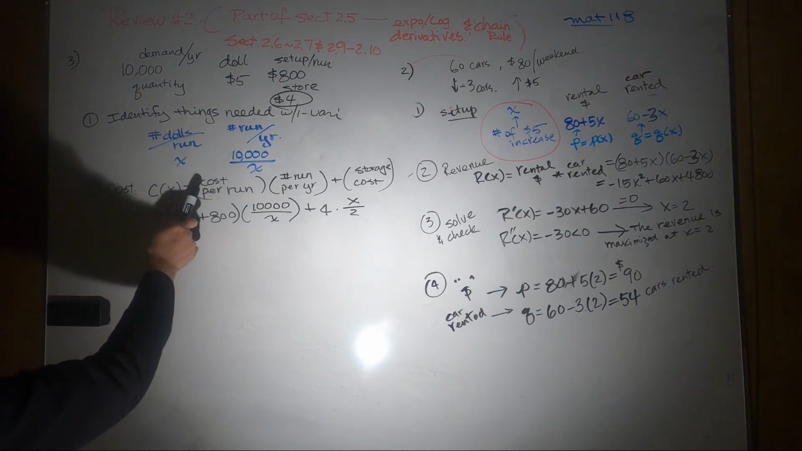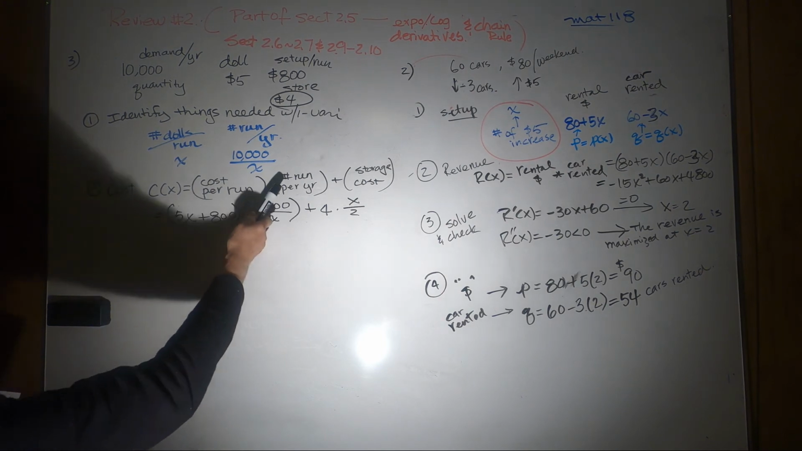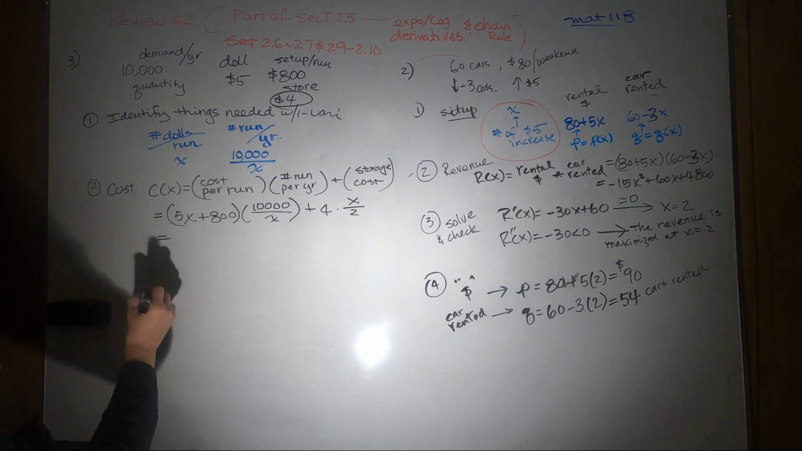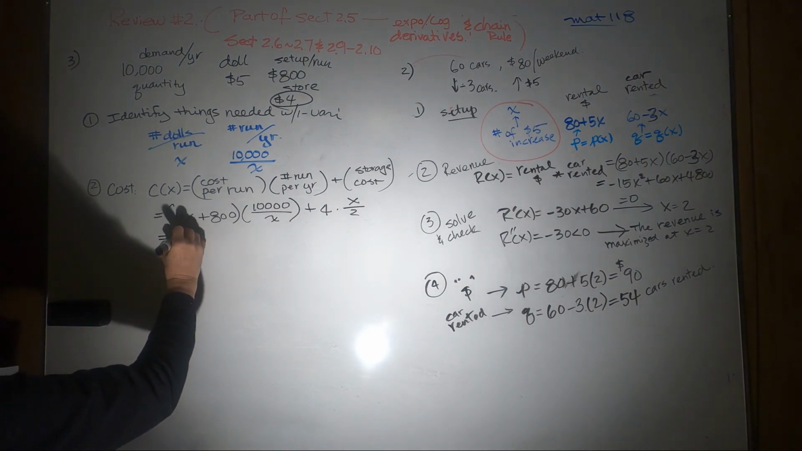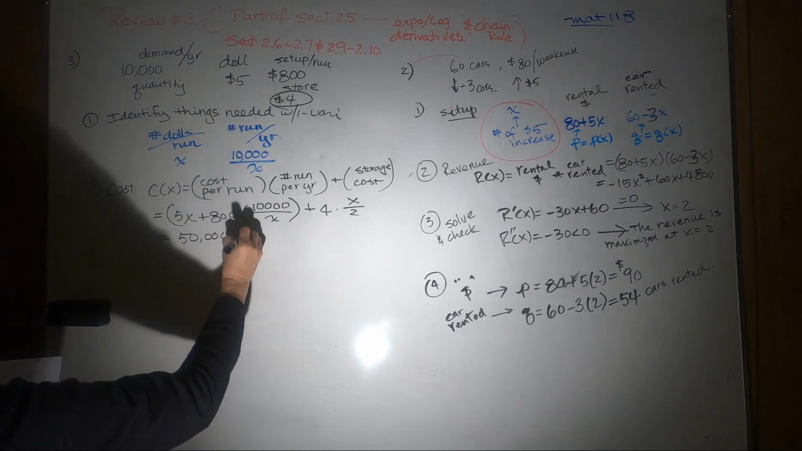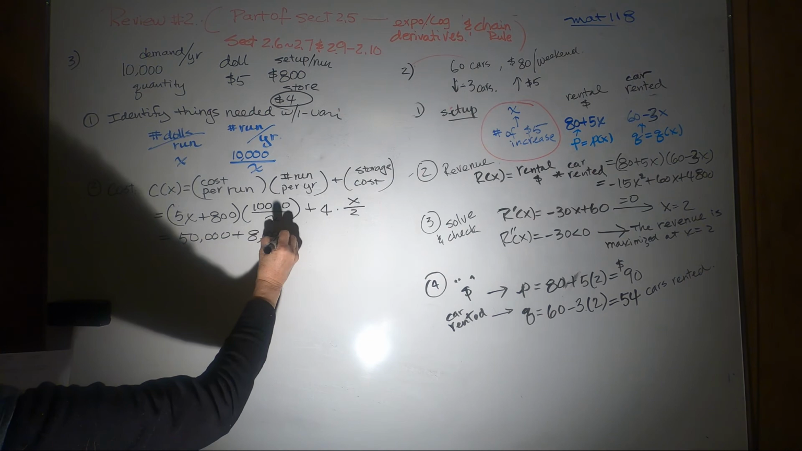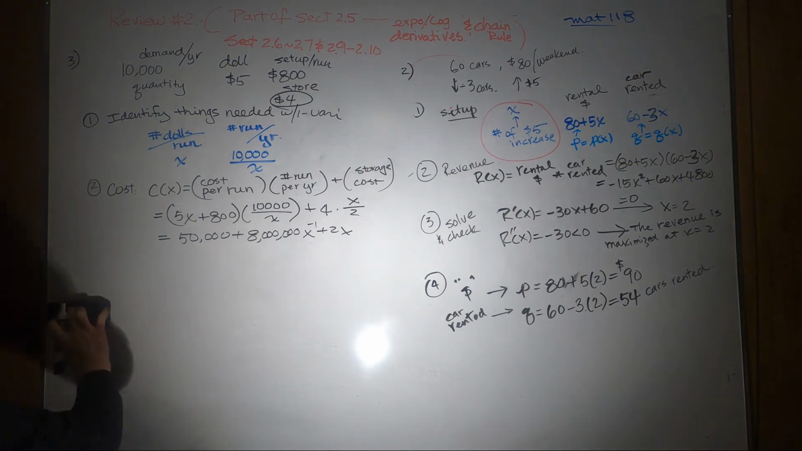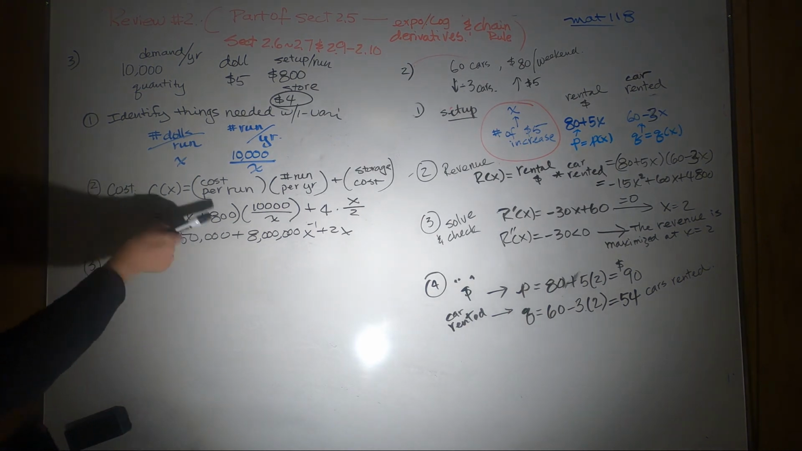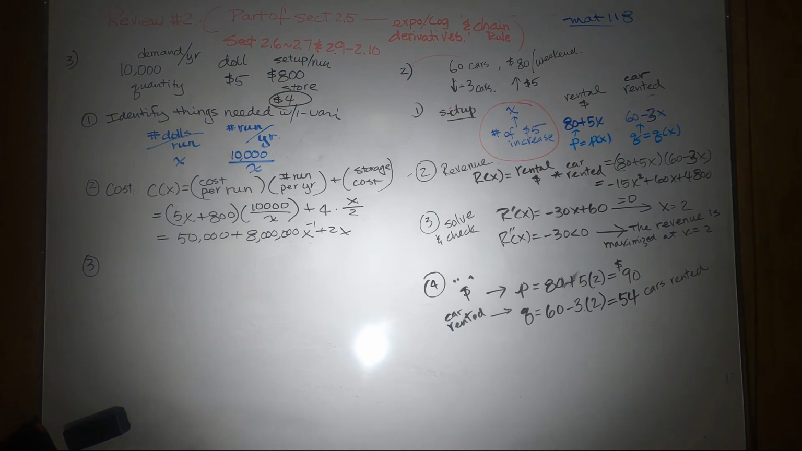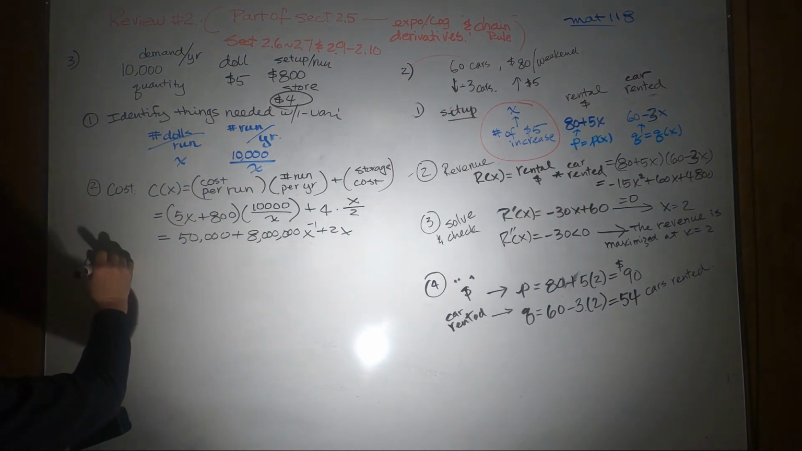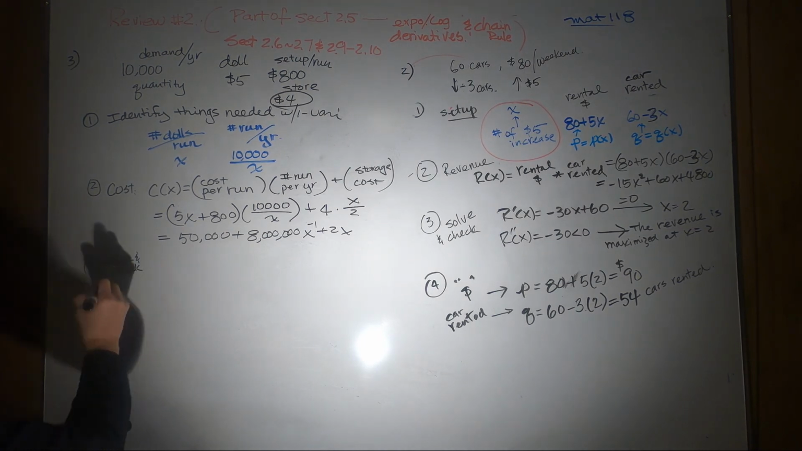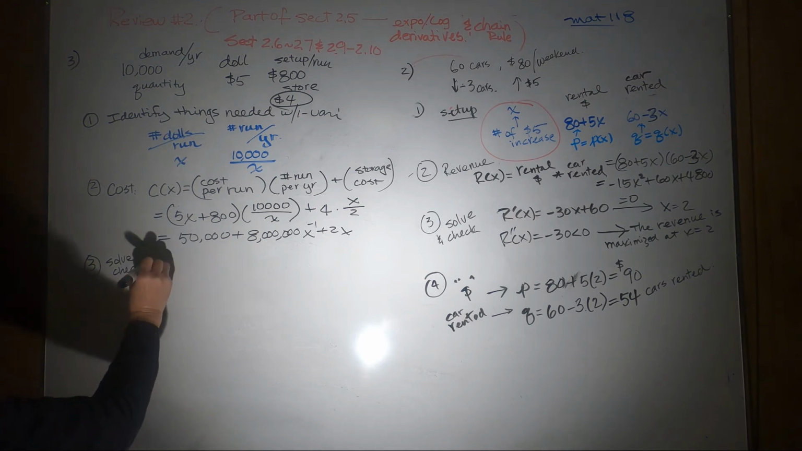The main thing is you need to remember this one: cost per run times how many runs per year, right? Then doing the math is relatively simple for you now, right? So we have 8,000,000 over x plus 2x, right? So you set up your function. Then the next step is what? Solve and check. Solve by first derivative, and check by second derivative.